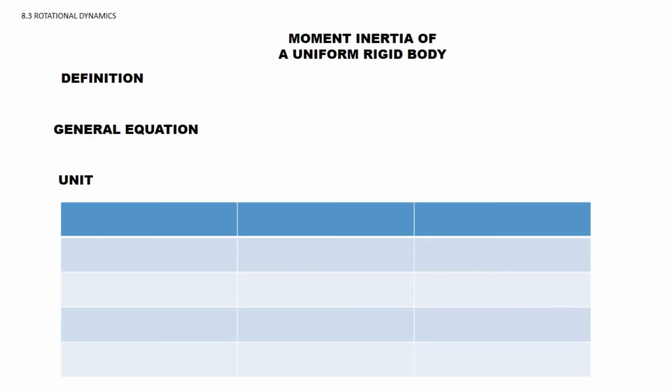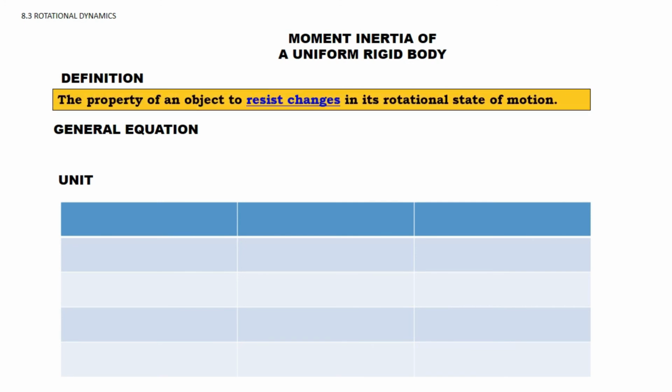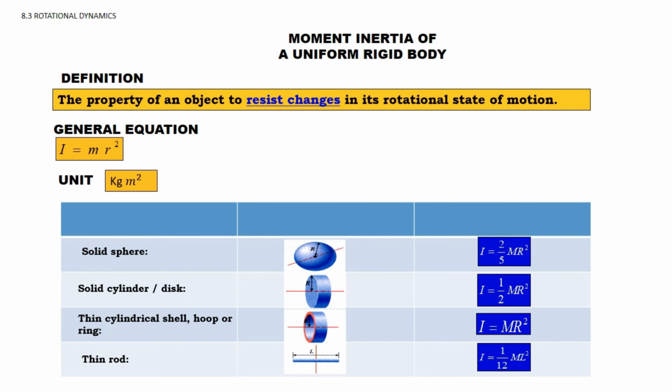We proceed with 8.3, rotational dynamics. Moment of inertia of a uniform rigid body. Definition: the property of an object to resist changes in its rotational state of motion. The general equation of moment of inertia: I equal to m r squared. M stands for mass and r stands for radius. Unit: kg m squared. The formula of moment of inertia depends on the shape and the type of object.